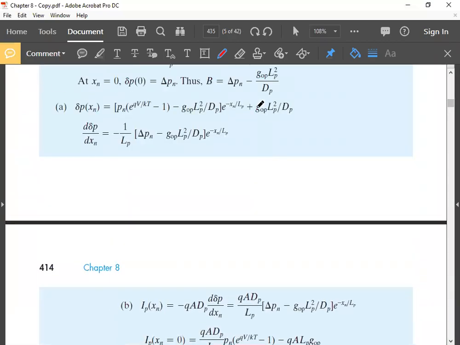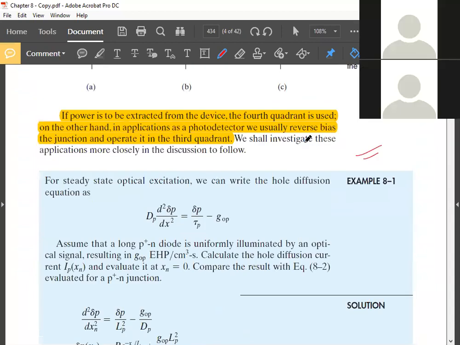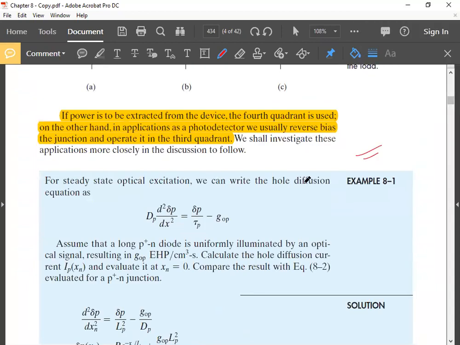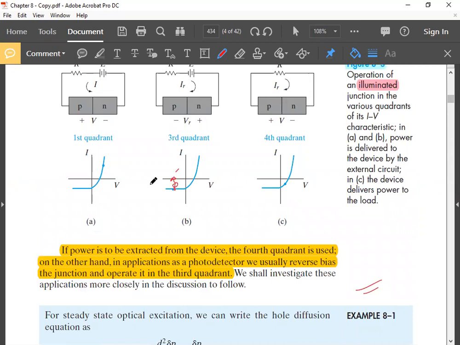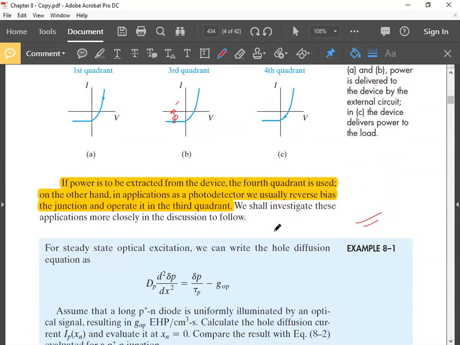So in the last class, I discussed up to this topic, where I showed you finally that photodiodes can be operated in three quadrants: first quadrant, third quadrant, fourth quadrant. Third quadrant is used, I told you, to use the photodiode as a photodetector, and the fourth quadrant operation is used to use the photodiode as a solar cell or battery, right? That's the thing I discussed in the last class.